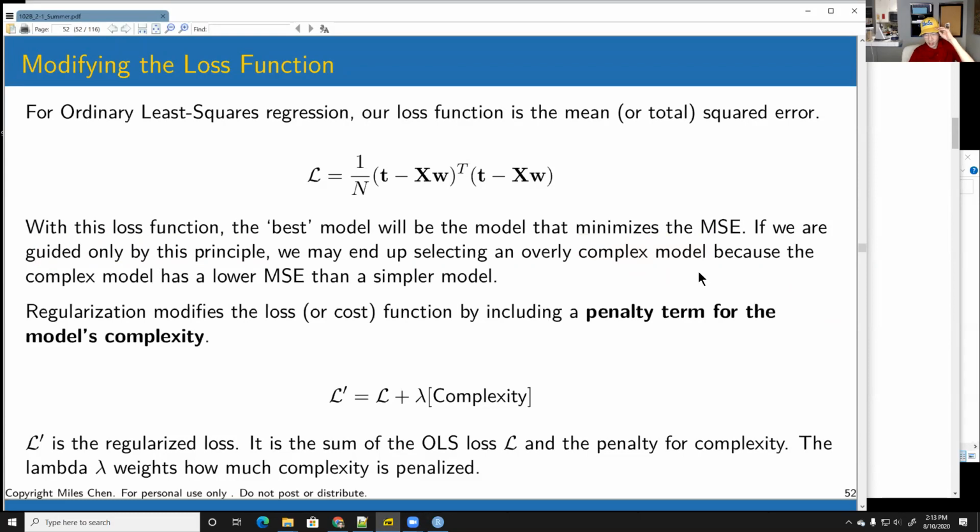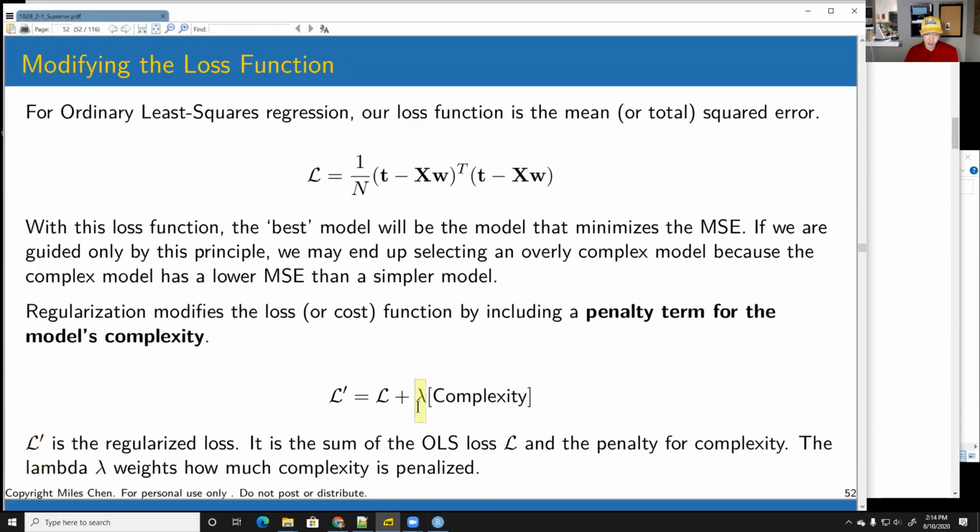And so the classical method is you say, well, let's check if these terms are significant. Let's check our AIC, our BIC, and all of these different things that look at model complexity. What we're going to do here is modify this actual loss function by including a penalty term for the model's complexity. So this L is the regular loss function, plus a penalty for complexity. And we're going to call this L prime, okay?